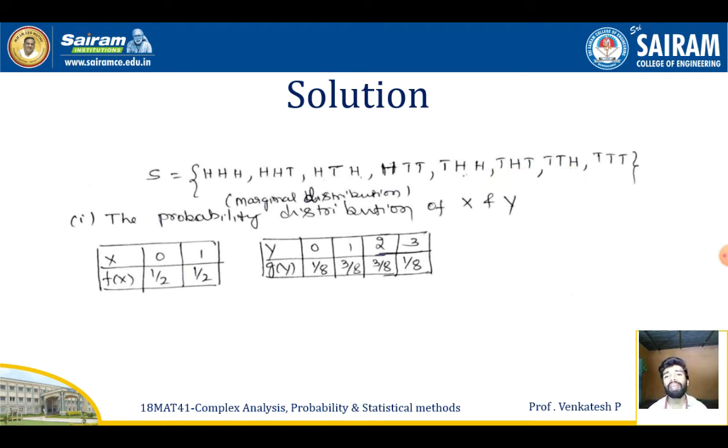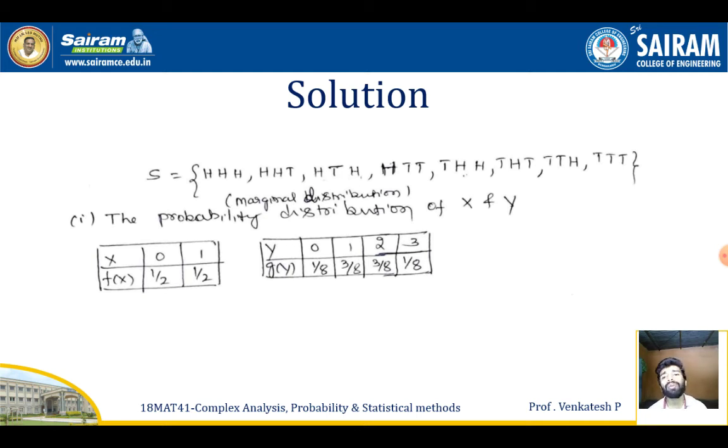Next I am coming to the Y value. So Y is nothing but the number of heads. So here I can give Y is equal to 3, 2, 2, 1, 2, 1, 1, and 0. So the range of X will be 0, 1 and the range of Y will be 0, 1, 2, 3.